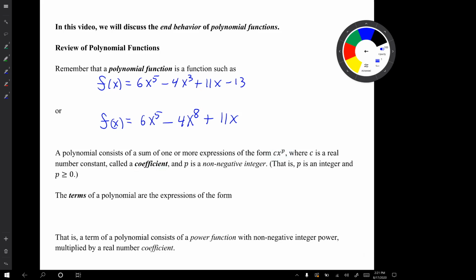The terms of a polynomial are expressions of the form cx to the p. That is, a term of a polynomial consists of a power function with a non-negative integer power multiplied by a real number coefficient.